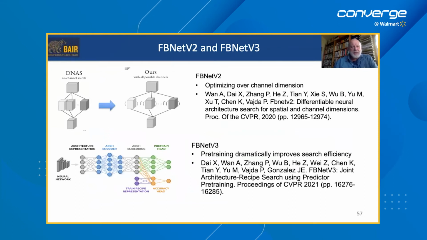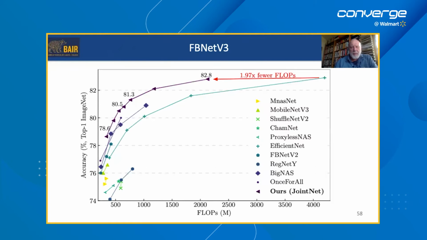This work is not continued with my students, but with a student with another advisor, Joey Gonzalez at Berkeley. Alvin Wan has continued to develop 2 more generations of the FBNet family, with version 2, in which the channel dimensions were thrown into the optimization, and version 3, in which pre-training was used to improve the search efficiency. And I'm not going to throw a lot of results tables at you, but this one is interesting because I do think it reflects the state of the art, achieving this very high level of accuracy on the Y dimension with fewer flops than other approaches for mobile nets.